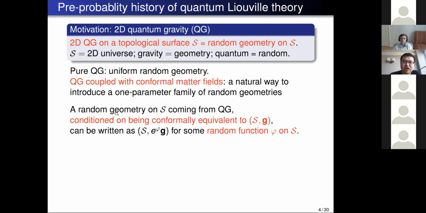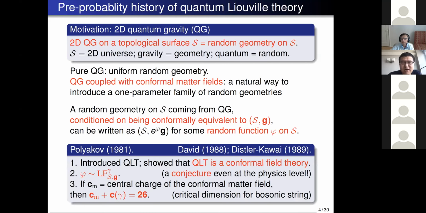So given a random geometry coming from the quantum gravity, if we condition on the event that it is conformally equivalent to a particular Riemannian manifold, then by definition, this random geometry can be written as follows, where we have this random function phi on S.